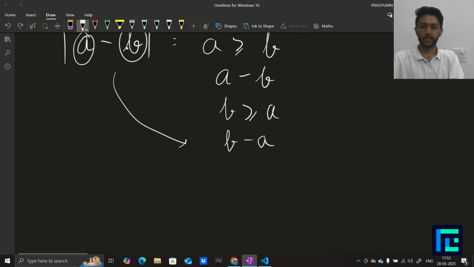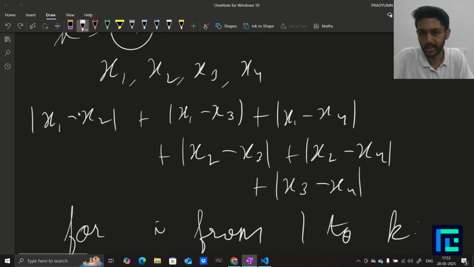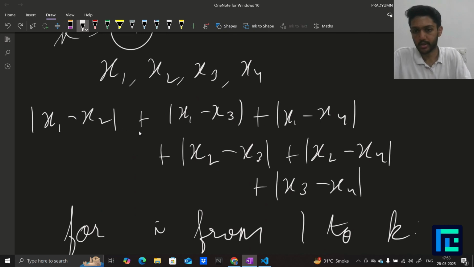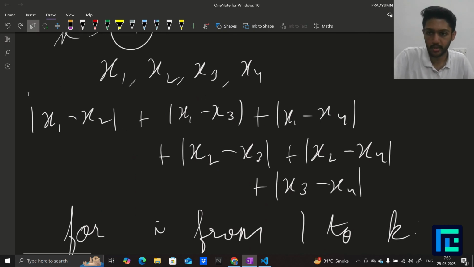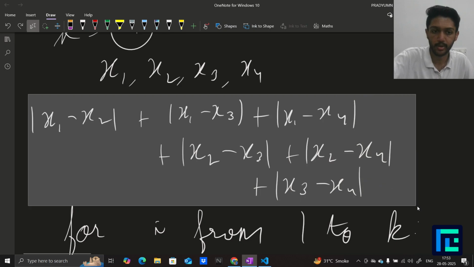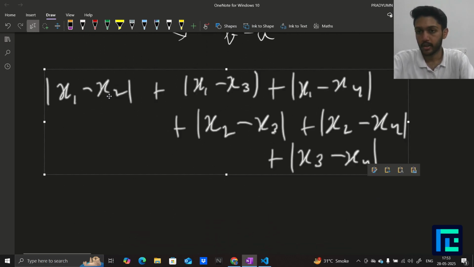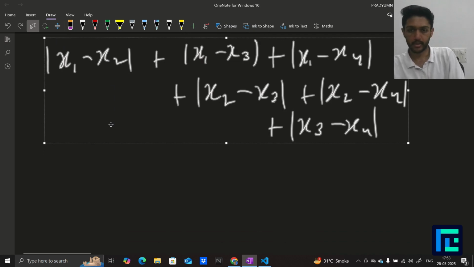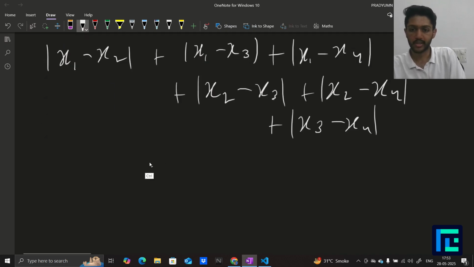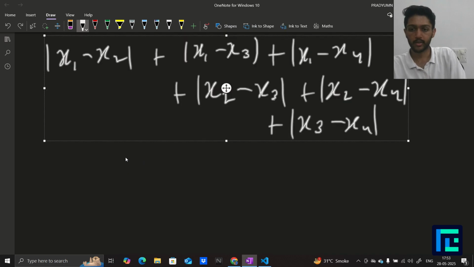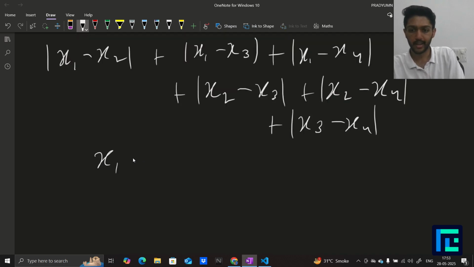Okay, so let's say here we have something. We want to calculate this thing, right? So I'll copy it and paste it here to explain to you. What I'm saying is, let's say you just sort these values. Let's just assume that x1 is greater than x2, which is greater than x3, which is greater than x4.